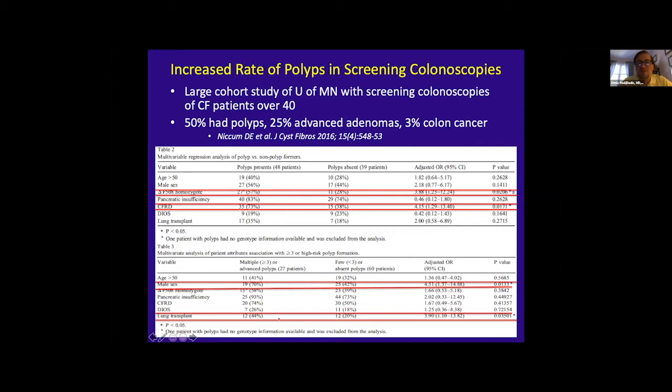So all of those are risk factors: male sex, for example, and diabetes are potentially risk factors for having more polyps. And having severe CF or a lung transplant, with immunosuppression, are also risk factors that may put you at higher risk of having those problems.